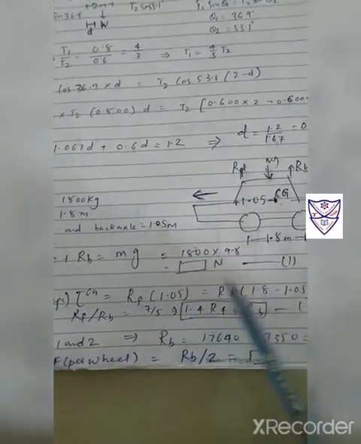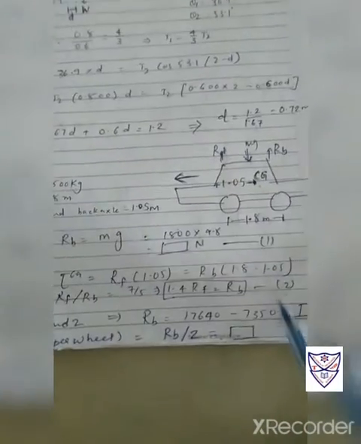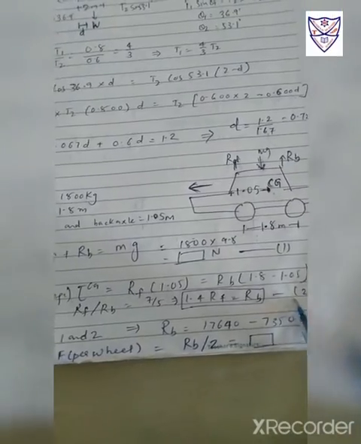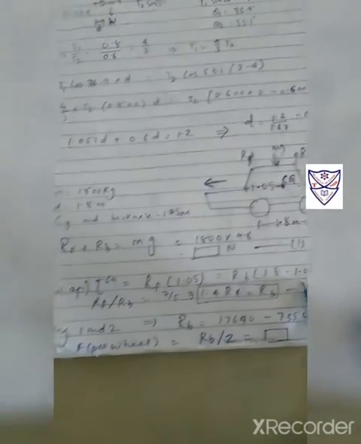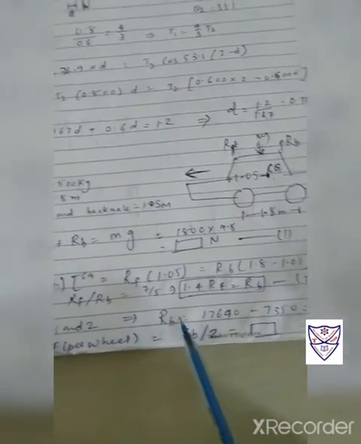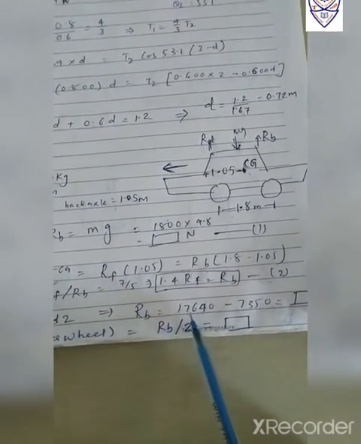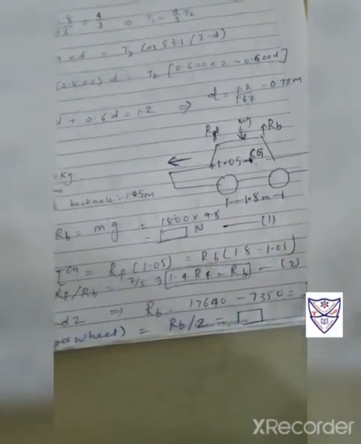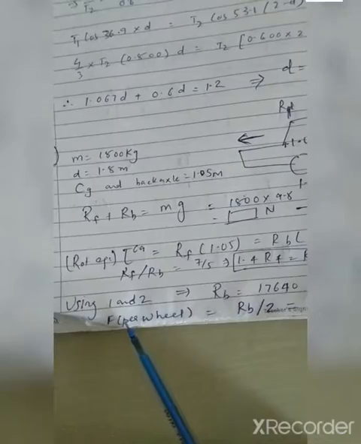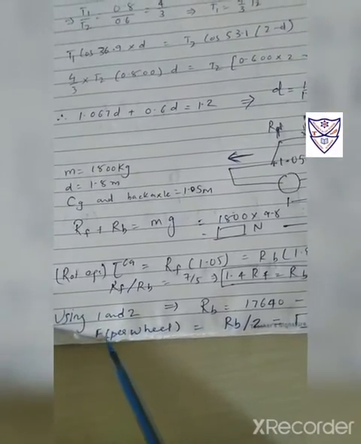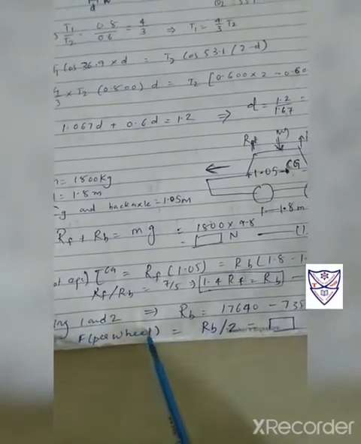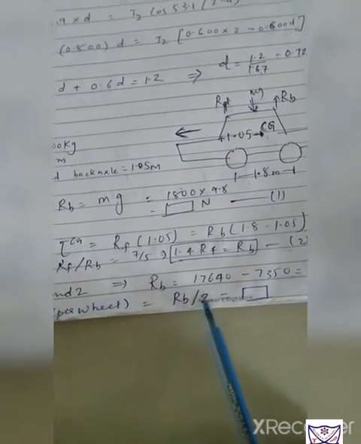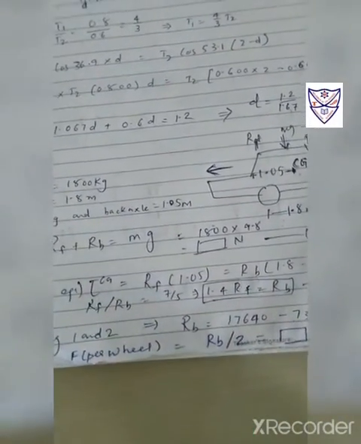Now I'm taking this first as equation 1 and considering this as equation 2. Now just comparing these two equations, you can get that RB is equal to 17640 minus 37, which will give you the value of RB. Now the force created by each wheel is RB divided by 2, which will give your final answer. Okay, simple. Now see the next one.